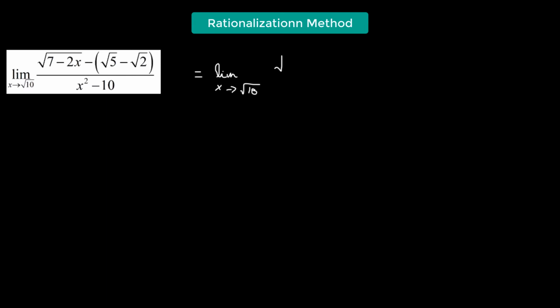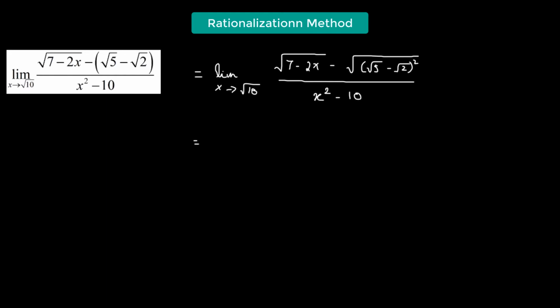So we have square root of 7 minus 2x. So we here have square root of 5 minus square root of 2. So this can be rewritten as the square of square root of 5 minus the square root of 2, divided by x squared minus 10. Now this will become evident in a moment.